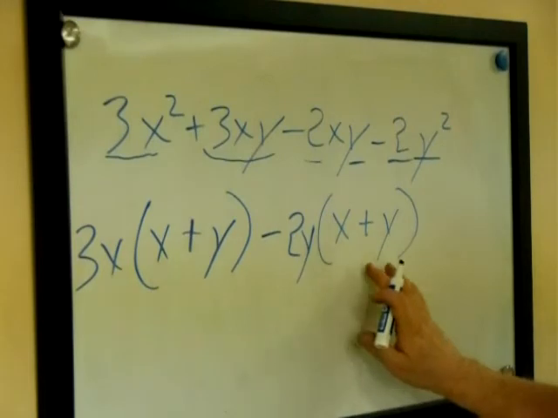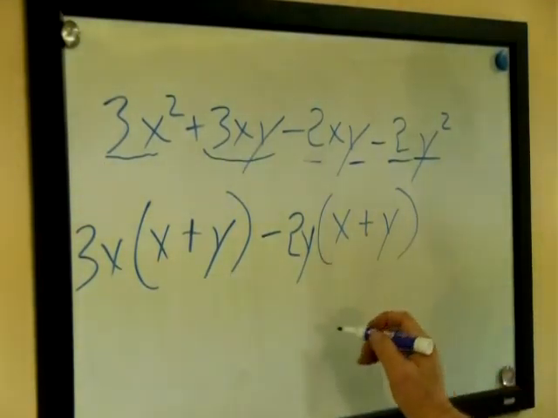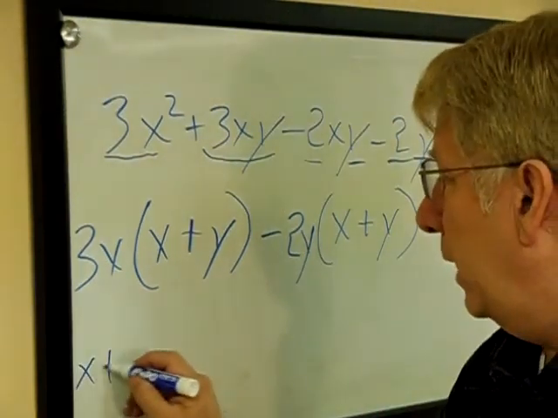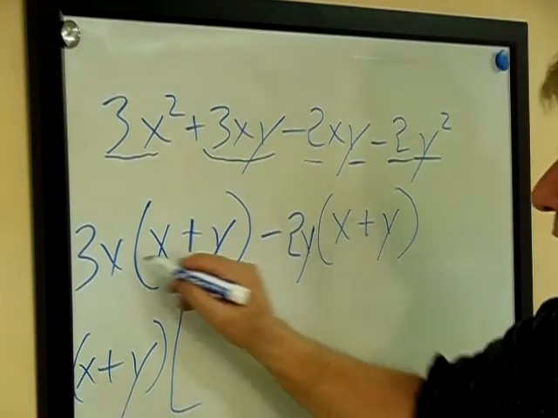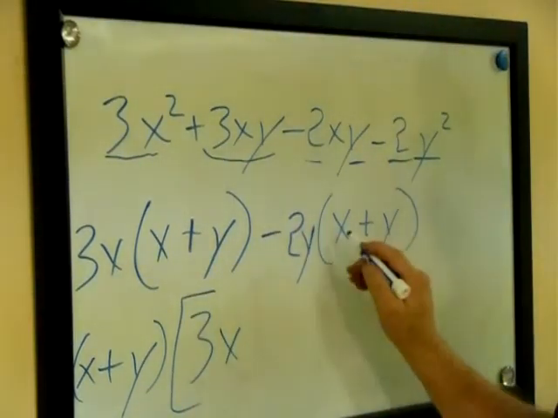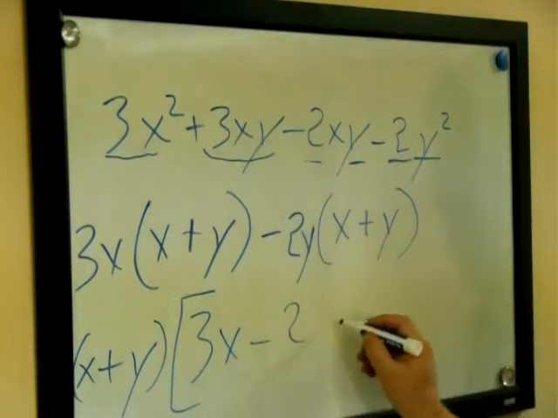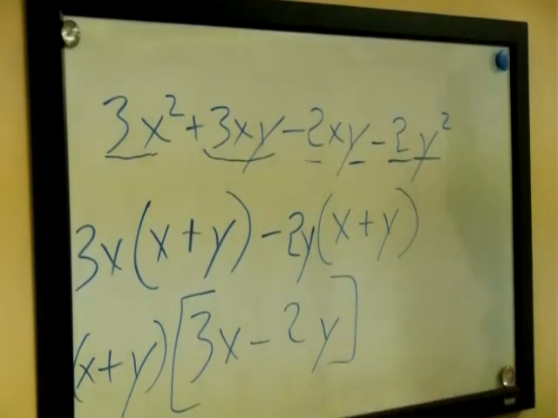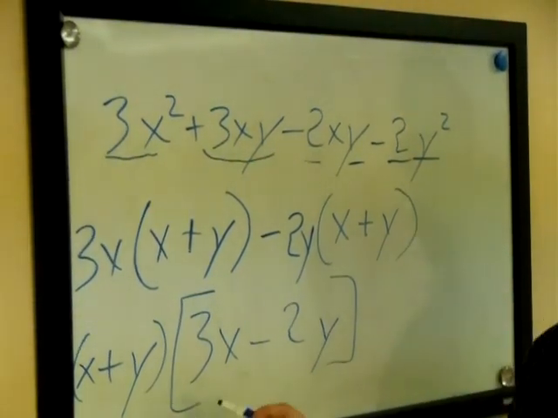Now what's common to both of these terms? Well, it so happens x plus y is. So I can take x plus y out of there, and if I divide this term by x plus y, I end up with 3x. And if I divide this term by x plus y, I end up with minus 2y. Okay, so this is as far as we can take it with greatest common factors.